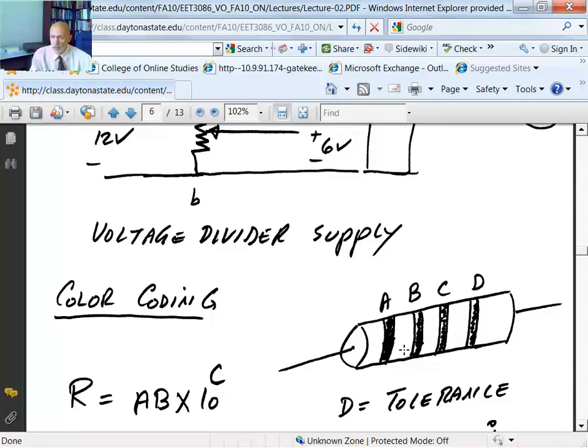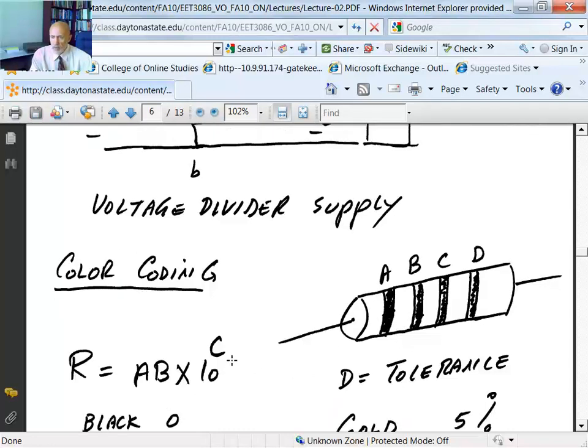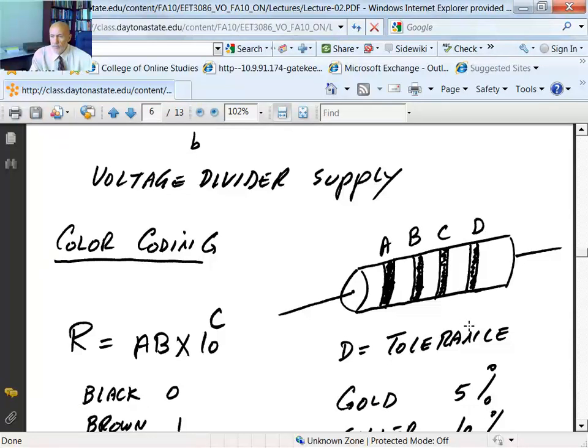A and B are the most and least significant digits, and then times 10 to the C. The last band, D, is tolerance. We'll talk about that. And then some manufacturers have a 5th band, which is E, and that gives you reliability. But typically, if there's no room, you usually see only 4 bands.